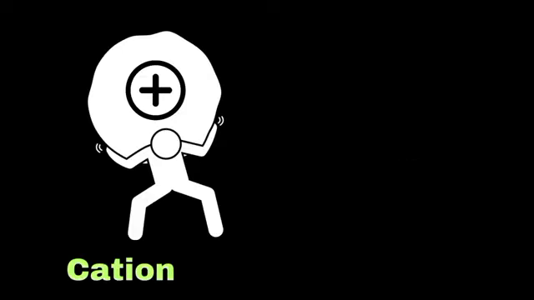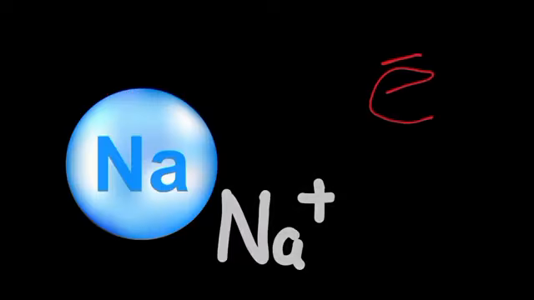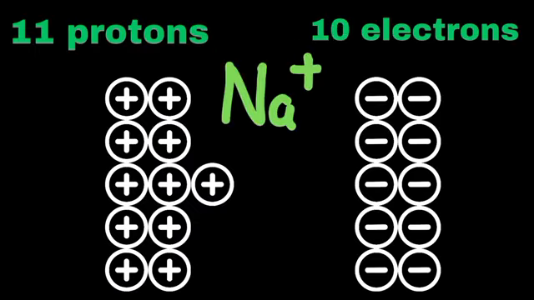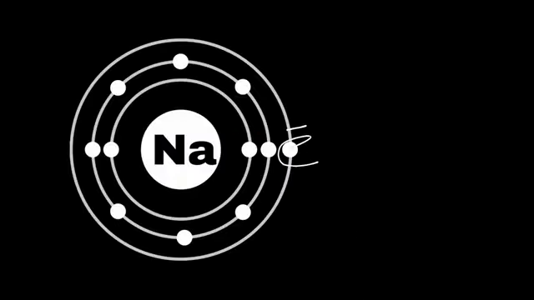Ions and formation of ions. Ions are atoms or molecules that carry an electric charge, either positive or negative. They are formed when an atom gains or loses electrons. When an atom loses one or more electrons, it becomes a positively charged ion called a cation. For example, if a sodium atom loses 1 electron, it becomes a sodium positive ion, Na+.